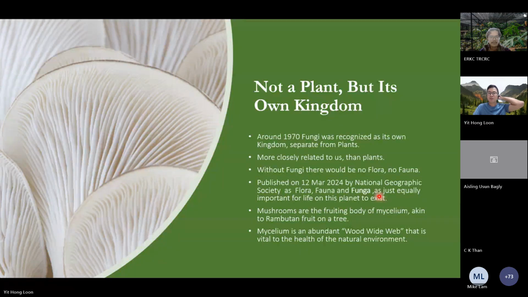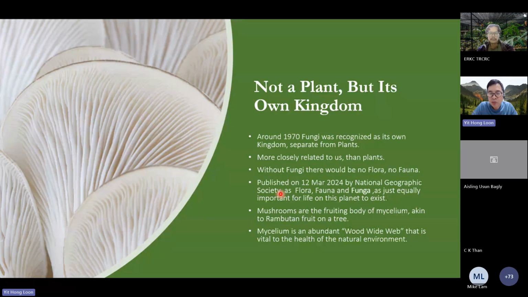Mushroom is actually the fruiting body of the fungus. Fungi is actually the huge mycelium network that stays underground. We can't see fungi in the forest because they stay hidden underground. When the conditions are suitable, they grow the fruiting body, and the fruiting body is the mushroom.